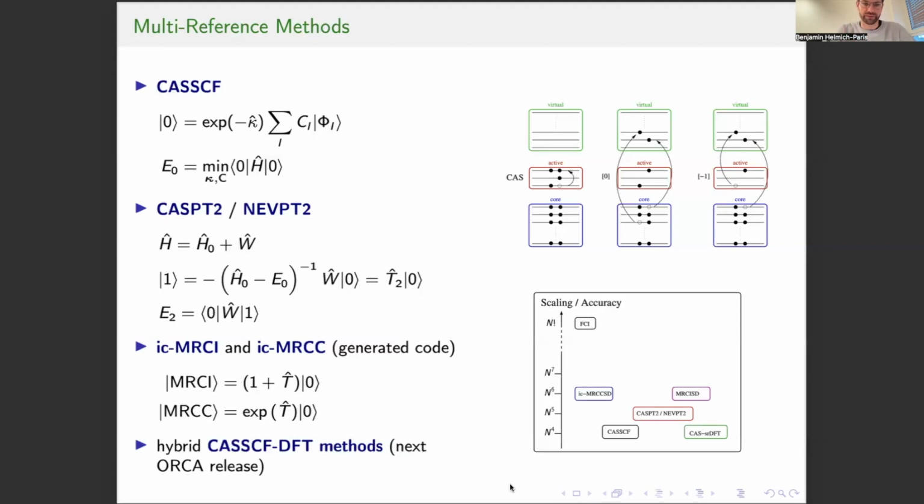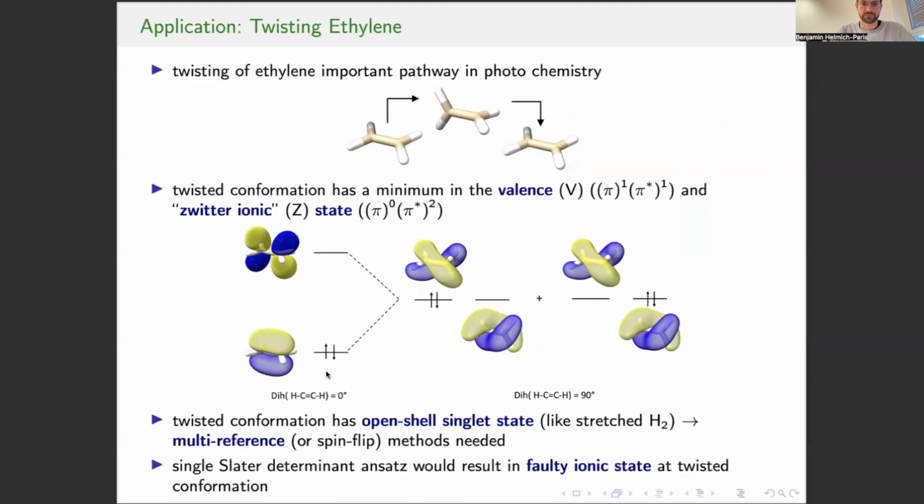The multi-reference methods that I've just introduced can be quite accurate, but also quite expensive. They have a high polynomial scaling with the system size, as do their single reference analogs. However, the computational prefactor is much larger, in particular for multi-reference coupled cluster and multi-reference CI methods. So now I would like to focus on one particular example to explain how to run multi-reference calculations using ORCA. And this is the twisting of ethylene.